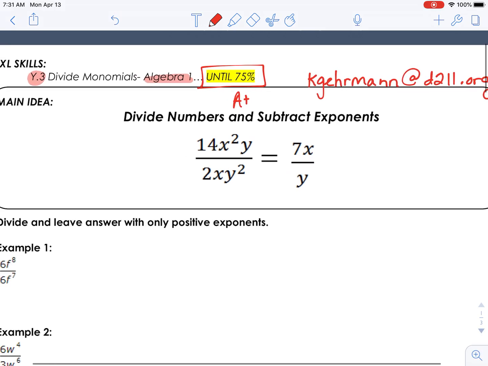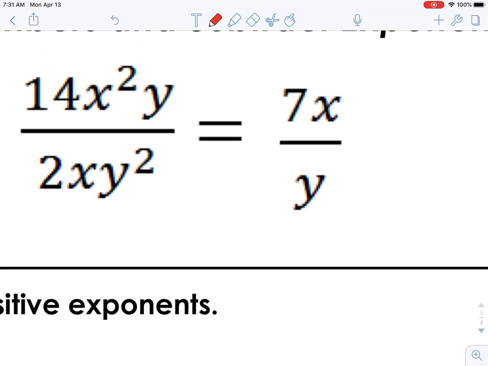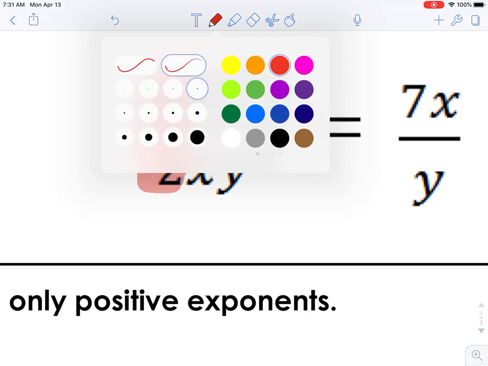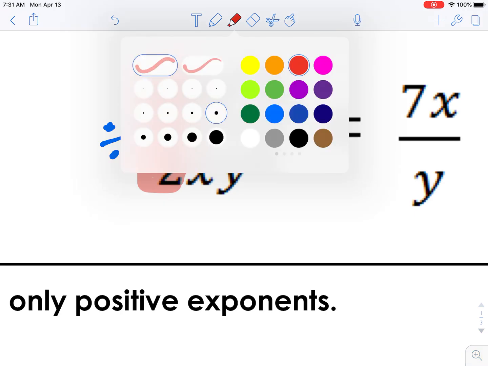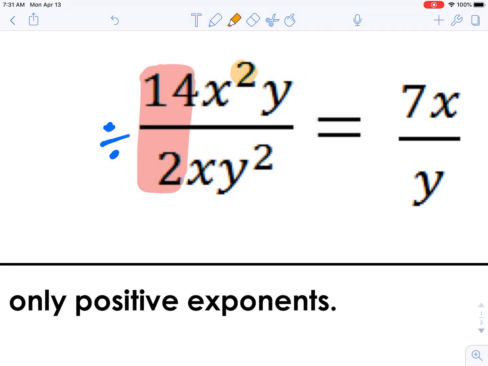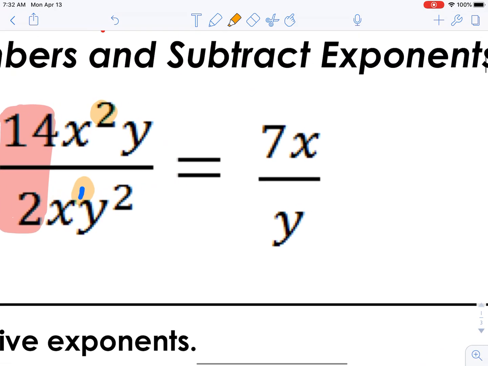Very similar to what we did yesterday, but today there's going to be numbers with it also. With our numbers, we're going to divide numbers like we always have. So we divide numbers. Now with variables, we don't divide. What do we do with the exponents? With variables, we subtract the exponents.